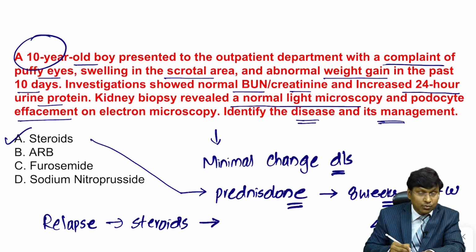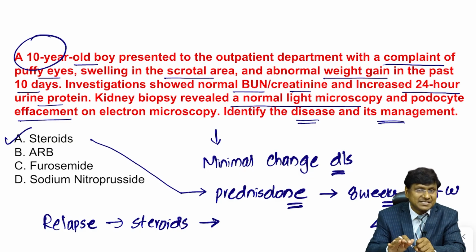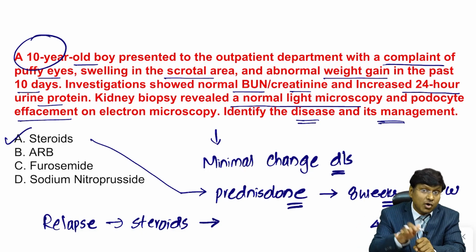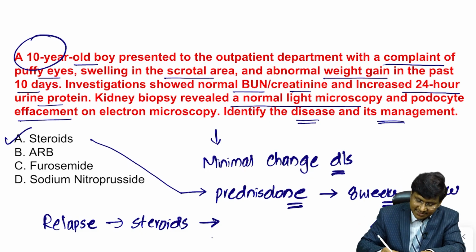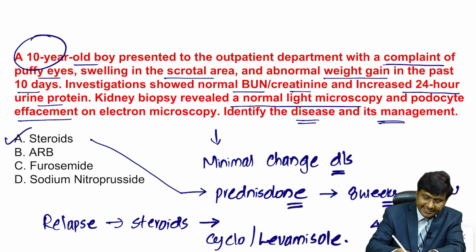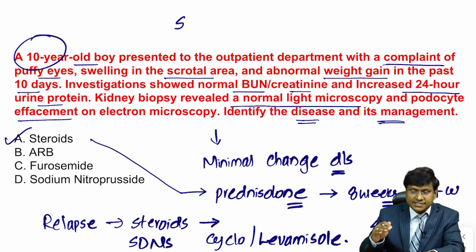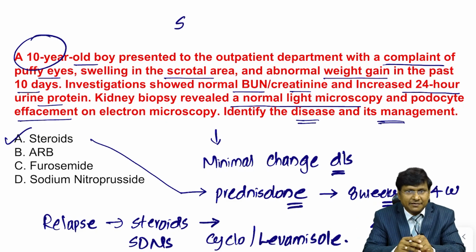Now, how can you avoid the development of Cushing's? We need to stop the taper and stop the steroids, and give alternative immunosuppressants. These alternative immunosuppressants will be cyclophosphamide or levamisole, right? That is in steroid dependent nephrotic syndrome, because whenever there is tapering of the steroids, there is a relapse.